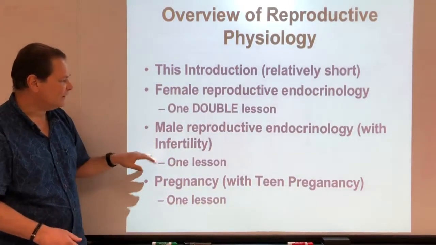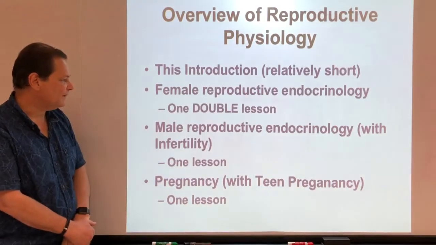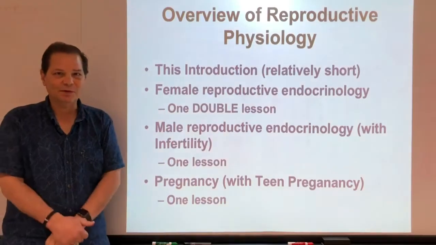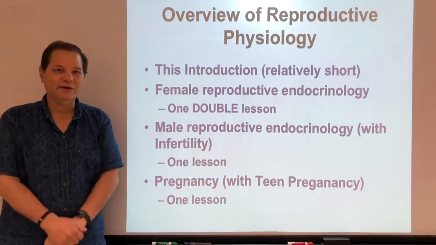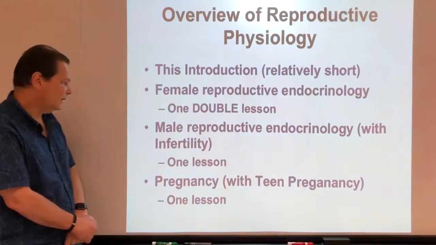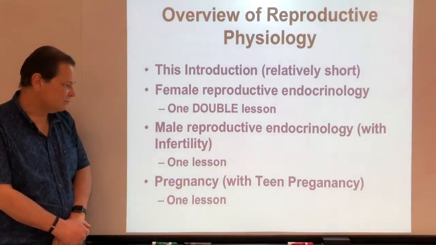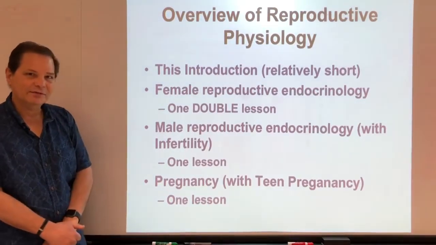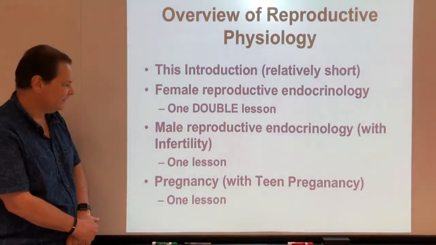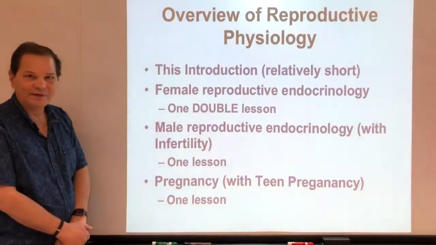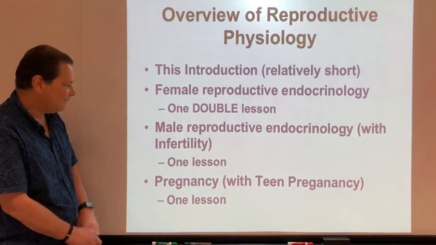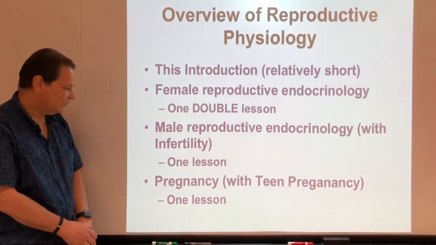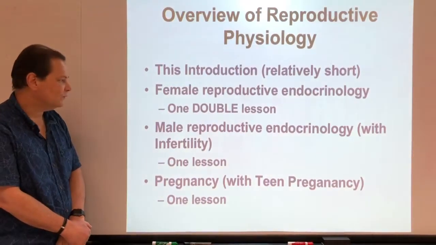After that, the male reproductive endocrinology will be presented with infertility, and this will be the first case, in my judgment, where you're going to need the physiology of both sexes to be able to properly judge what may be going on. Certainly it's a broad topic that involves the physiology of both sexes. And this is one normal length lesson. And then we have pregnancy, which is with the teen pregnancy case. And that is one normal length lesson as well.